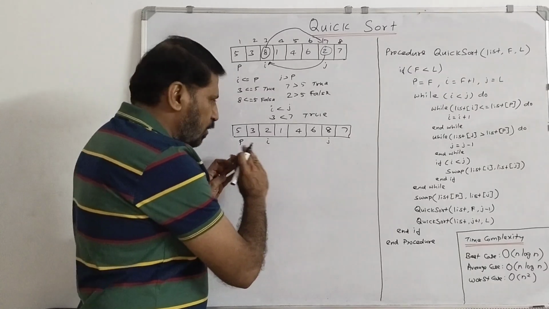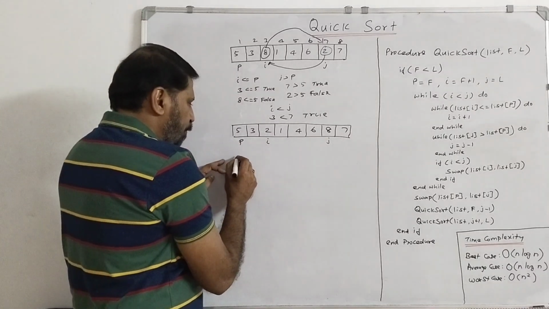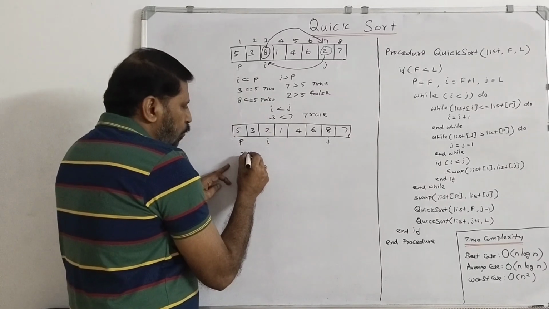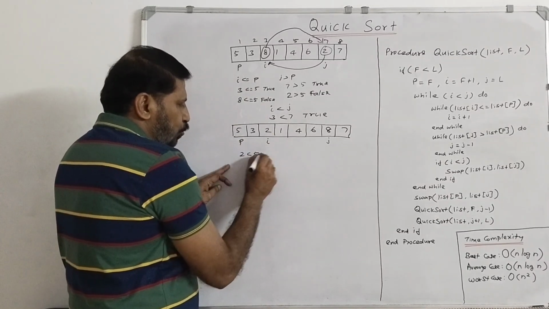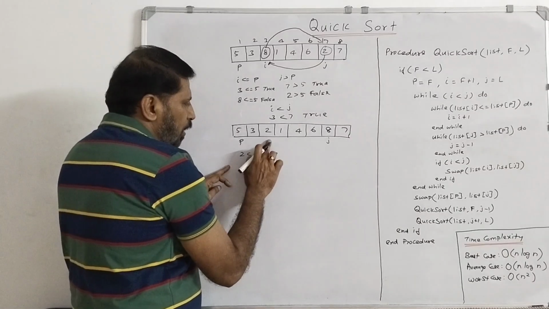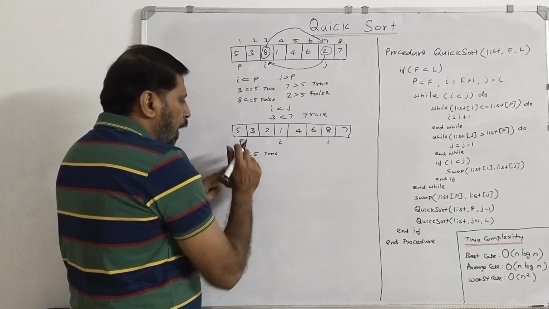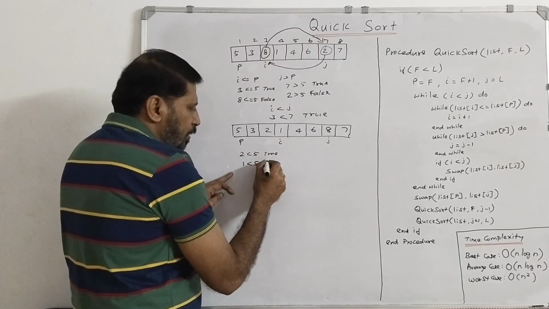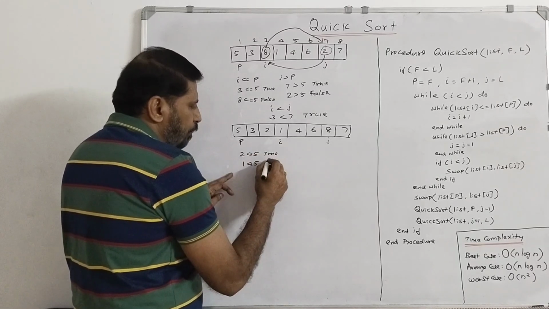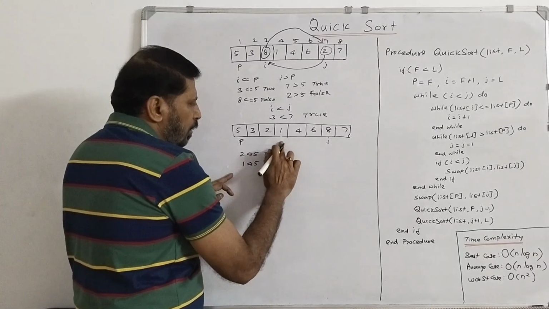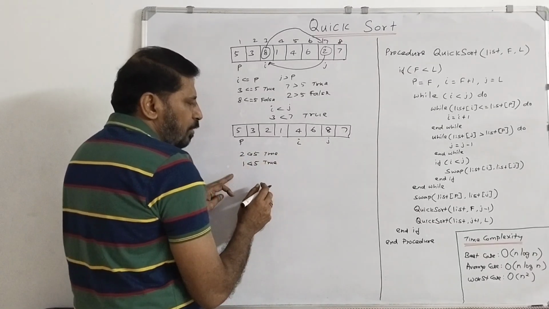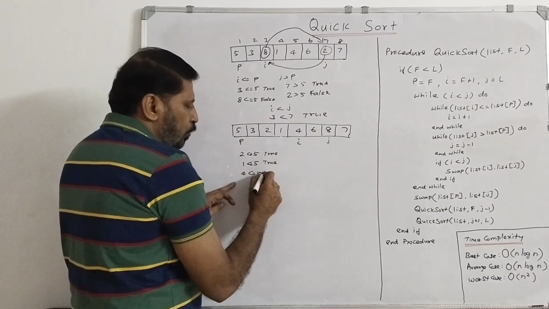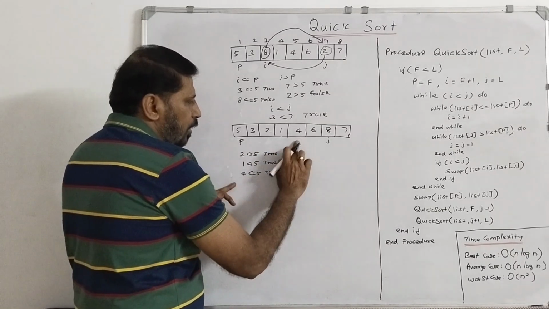Again I am doing the same thing. So what is the I value here? The I value is 2. Is 2 less than the pivot 5? Yes, true. True means we increment I by 1. Once again, 1 is less than or equal to 5, true, so I is incremented by 1. Then 4 is less than or equal to 5, condition true, so we increment I by 1.